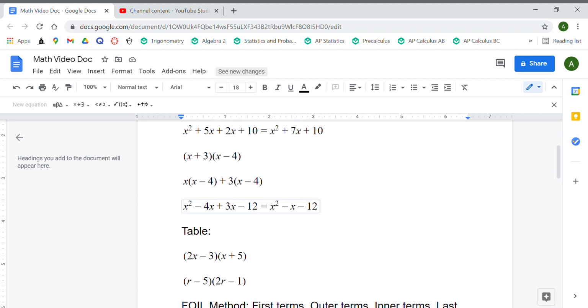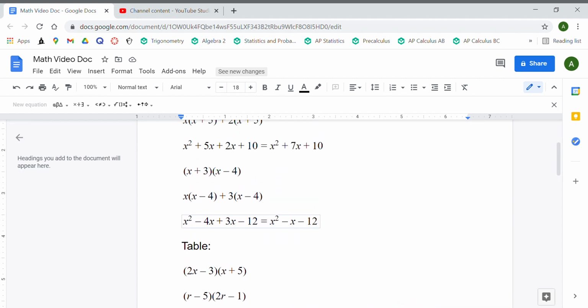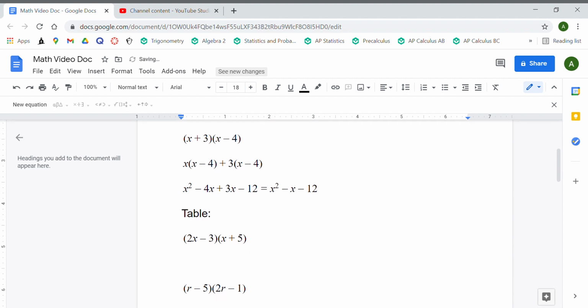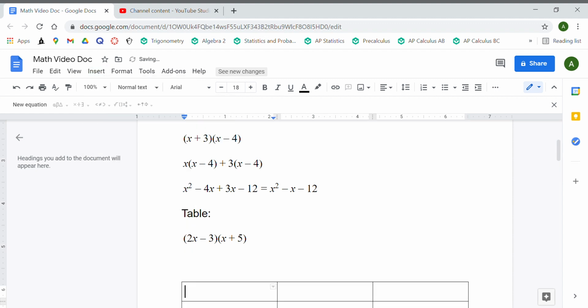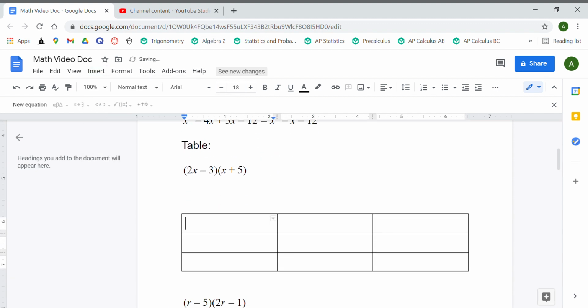Here comes your second method. You make tables to multiply. So let's give it a try. It's going to be 2x minus 3 times x plus 5. So what I'm going to do is create a 3 by 3 table. I did not want it to be that big, but whatever.